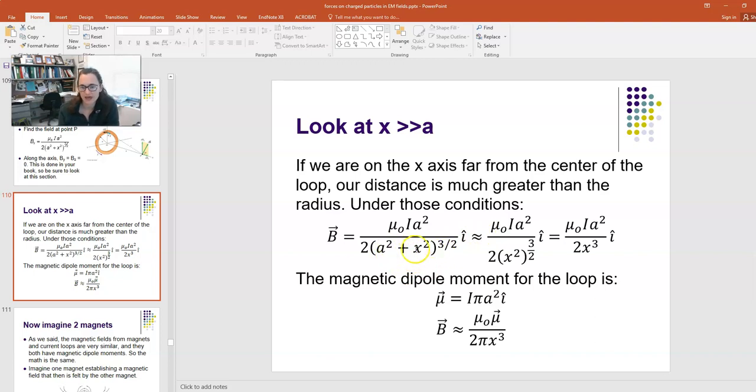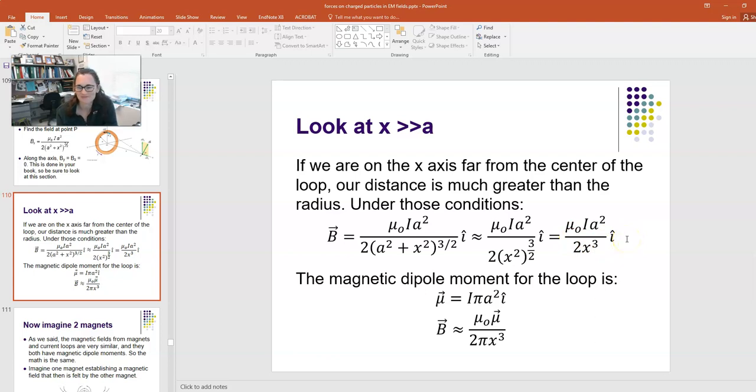You could say that since x is a lot greater than a, when you square it, it'll be much, much greater than a², and so you can ignore a² in favor of x². So that makes this magnetic field approximately equal to μ₀Ia² over 2x² to the 3/2 power in the i-hat. Now, x² to the 3/2 power: first take the square root, that makes it x, and then cube it, that makes it x³.